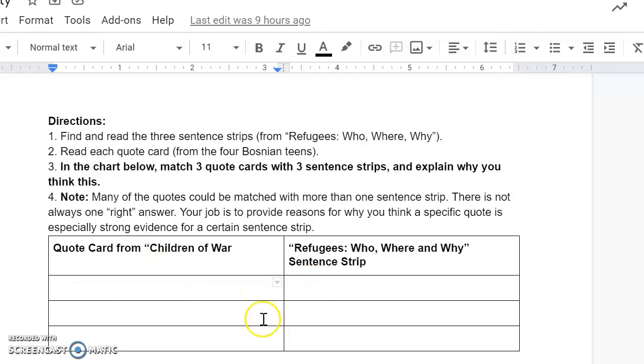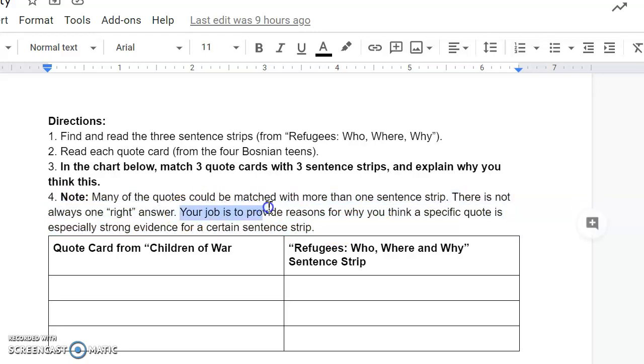Does that make sense? You're literally just matching a sentence strip with a quote, and there's only three sentence strips. Number 4 says right here that many of the quotes could be matched with more than one sentence strip. There's not always one right answer. So you're just matching them together, and you can match more than one quote with a sentence strip. There's lots of ways that you can do it.